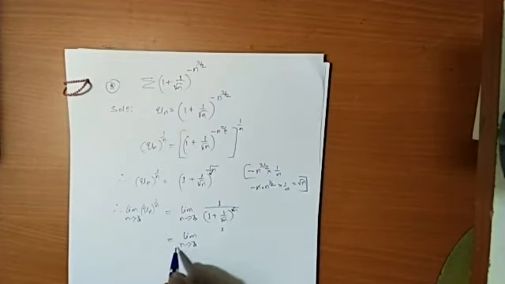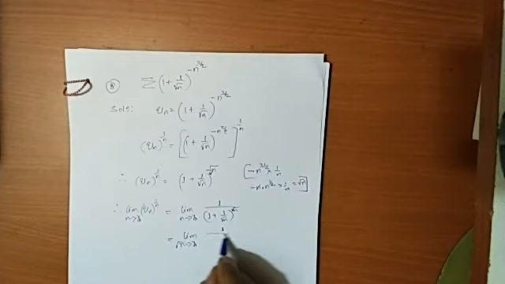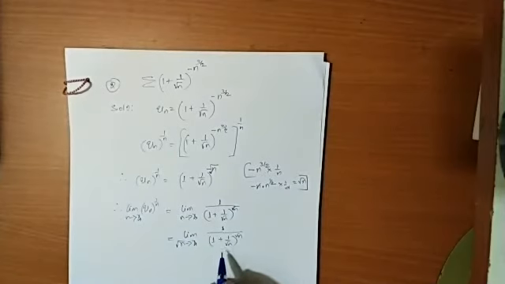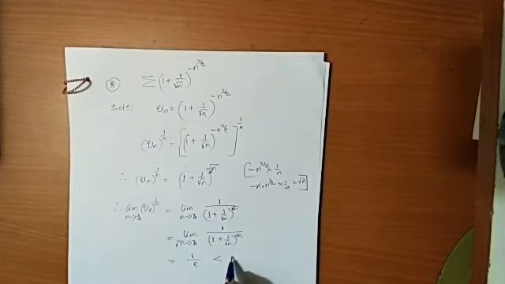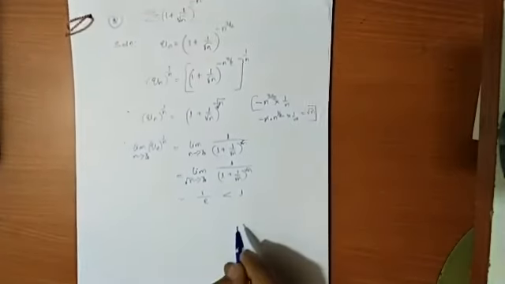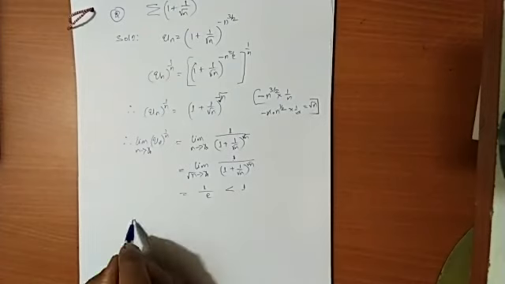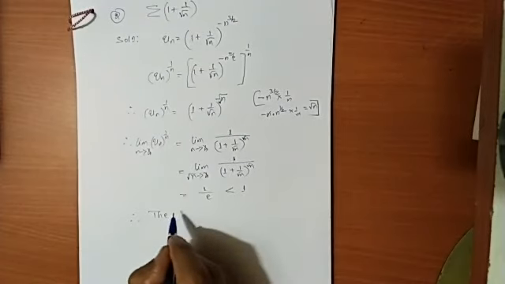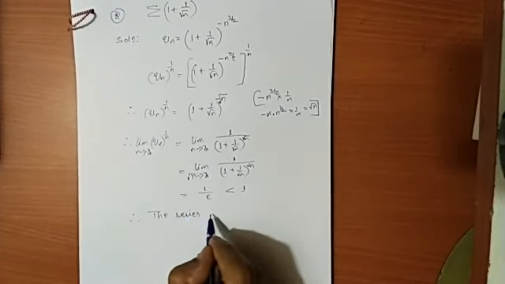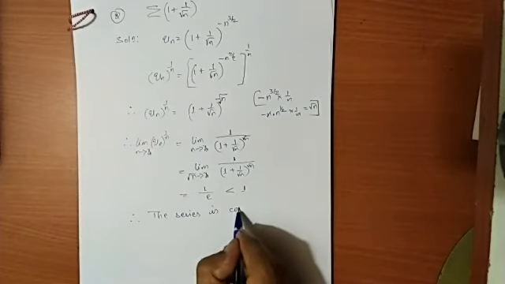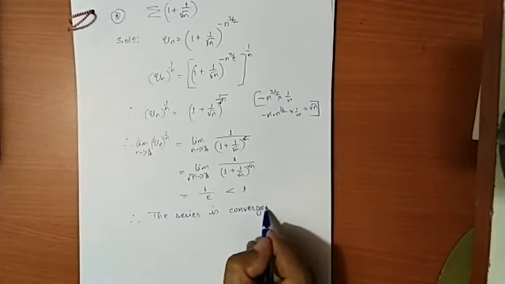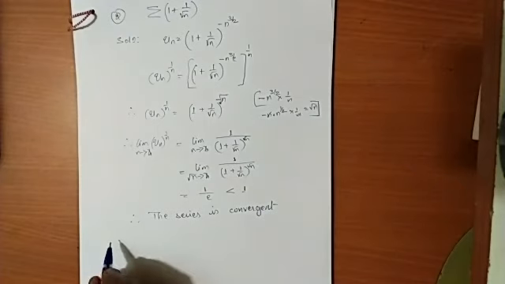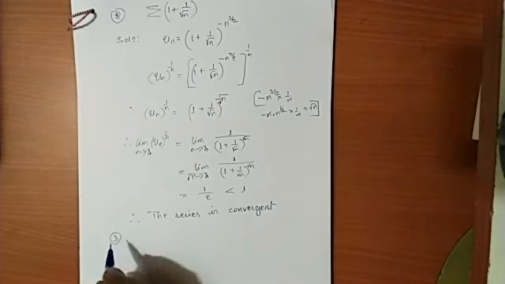So root n tending to infinity, 1 over 1 plus 1 by root n divided by root n. Right. So this is nothing but 1 by e. Certainly 1 by e is less than 1 because e is 2.7 or so, so 1 by e is less than 1. Therefore, the series is convergent.